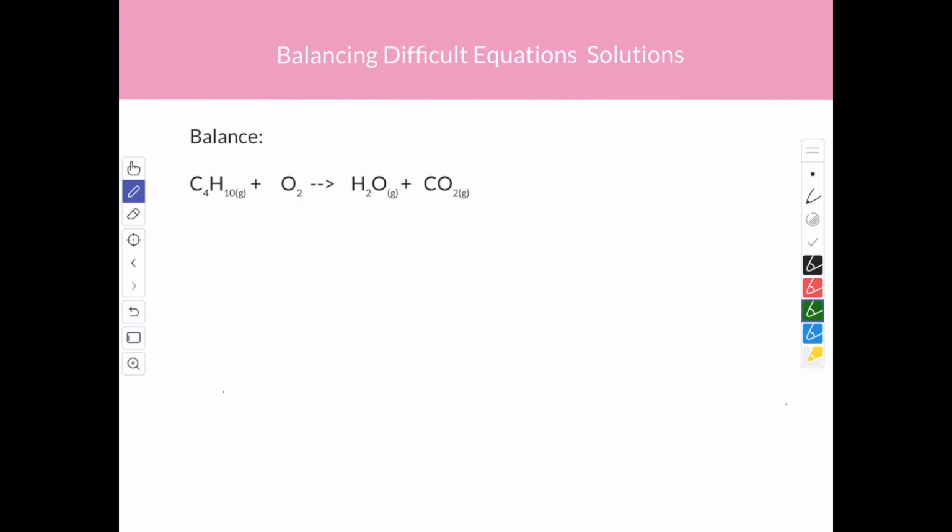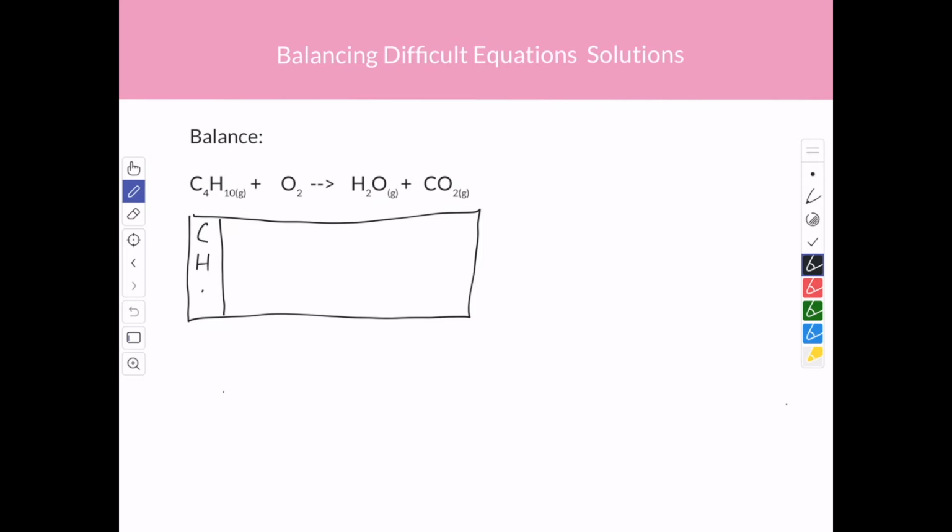Okay, so let's do this next problem. Another hydrocarbon reacting with oxygen gas to form water and carbon dioxide. A combustion reaction. But we'll do the same steps we always do. Carbon, hydrogen, and oxygen. We'll count up our reactants and products. We've got 4 carbons on the reactant side, 1 on the products. 10 hydrogens on the reactant side and 2 on the products. 2 oxygens on the reactant side and 3 on the products. Our hydrocarbon is our most complex, so we'll start with it.